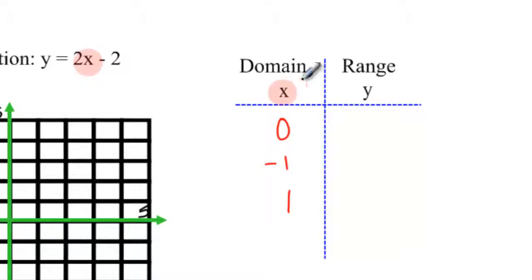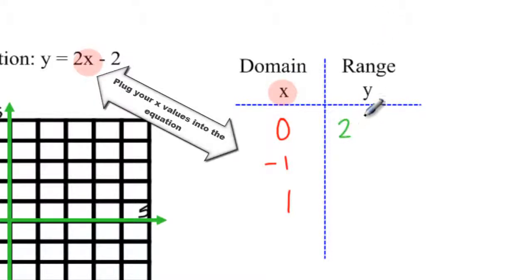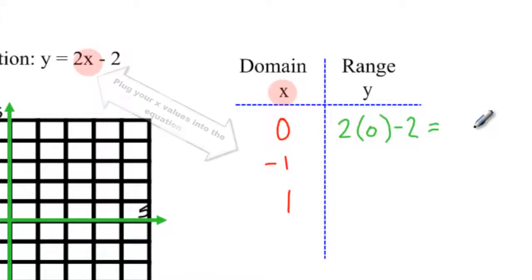You see an equation where it has an x? Well, then all you have to do is plug in the x values that you chose and it'll give you your y value. For instance, for the first one, plug in 0 for x. You get 2 times 0 minus 2, which just equals negative 2.